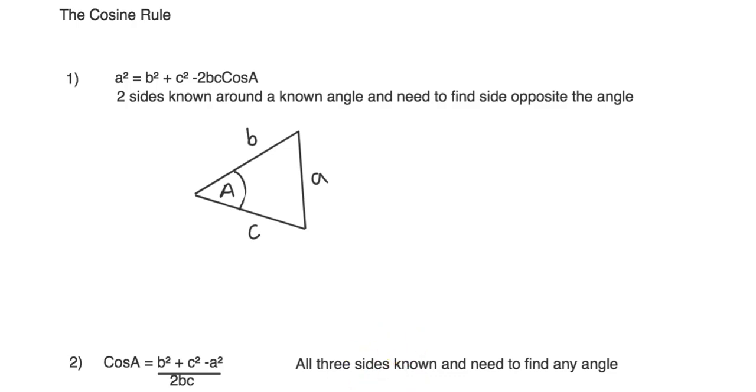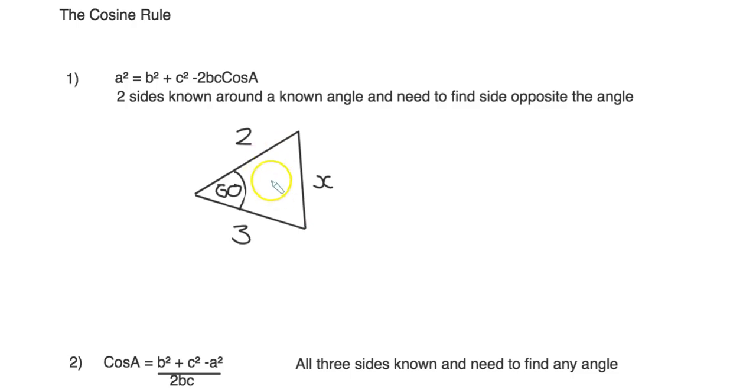If we look at a specific example here, let's say this angle here was 60 degrees, and these two sides were 2 and 3, and we wanted to work out this side here. This kind of setup would mean that we can definitely use the cosine rule. Two sides are known around an angle that we know, and we're trying to find the side opposite the angle that we know. So be very aware of this setup here. This is really the most common setup for the cosine rule.